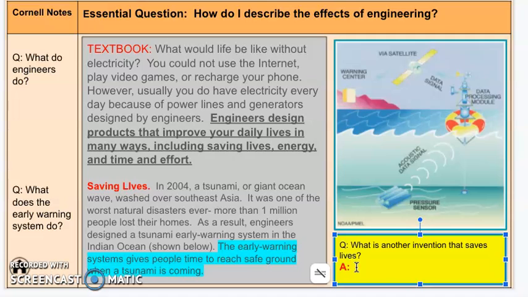What do you hear? Or if you can think of anything else, life jackets, or what other things can save our lives? Helmets that we wear when we ride our bikes, those save our lives. You answer the question in the yellow box.